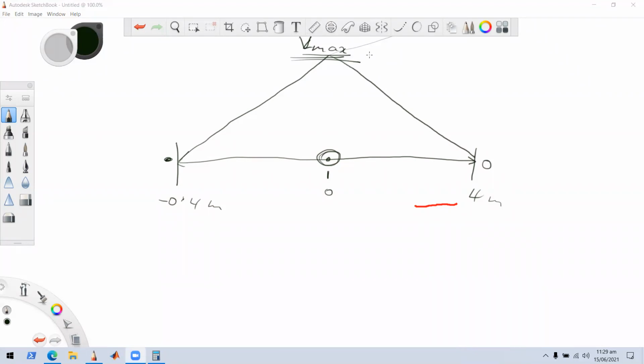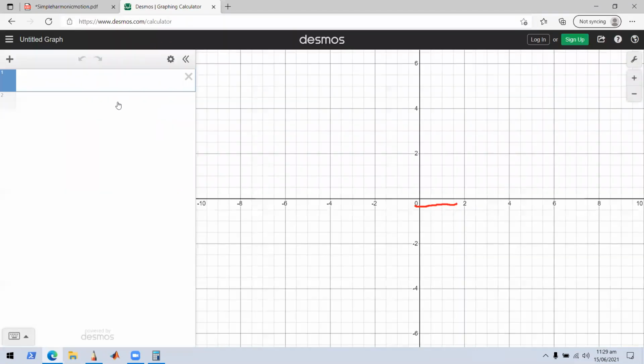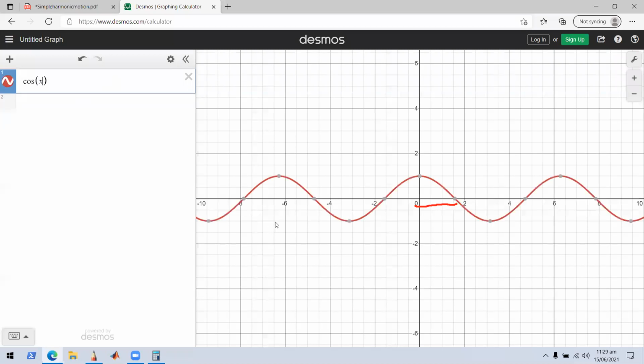Also, you can look at the formula. Let's say V is equal to A omega cosine omega t. Now, cosine is a function, so let's plot cosine as a function. Its maximum value is 1. Cosine's value doesn't go higher than 1. It oscillates between 1 and -1. Its maximum value is 1.